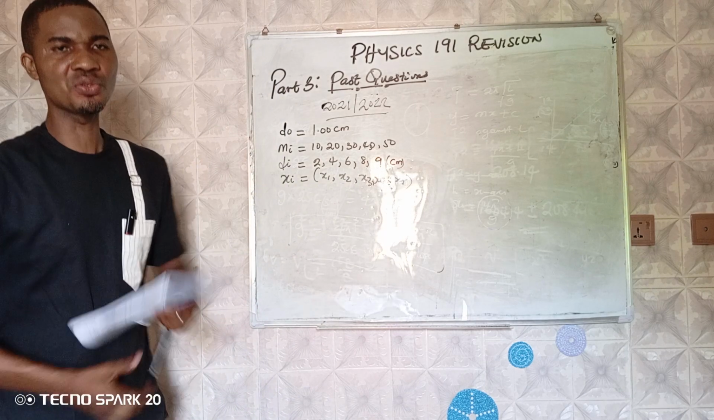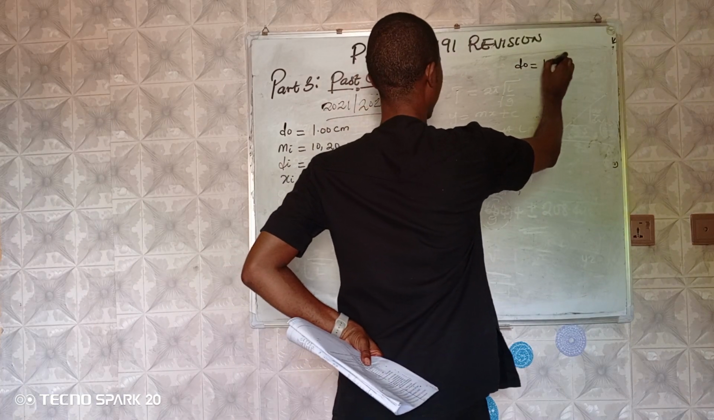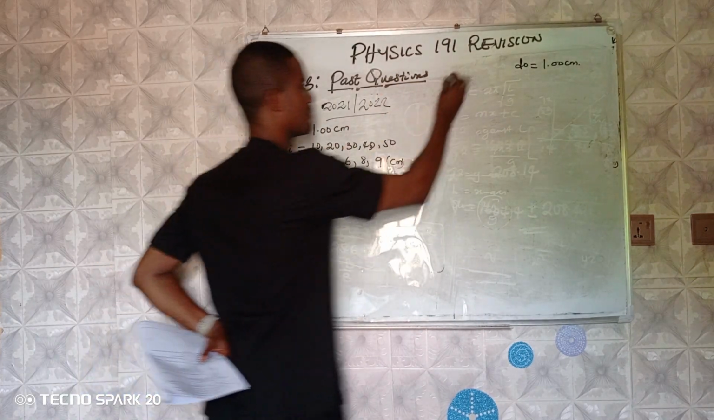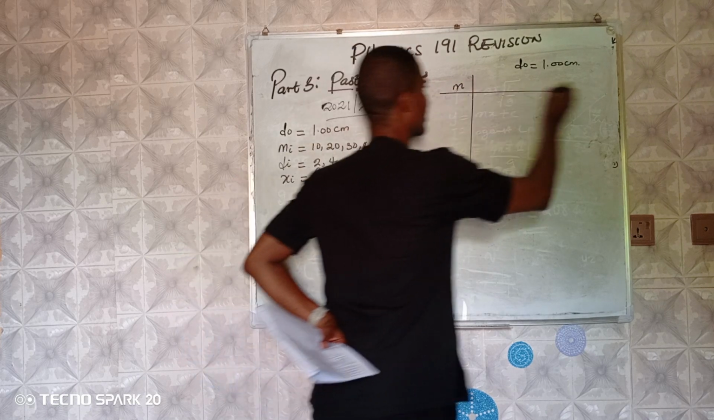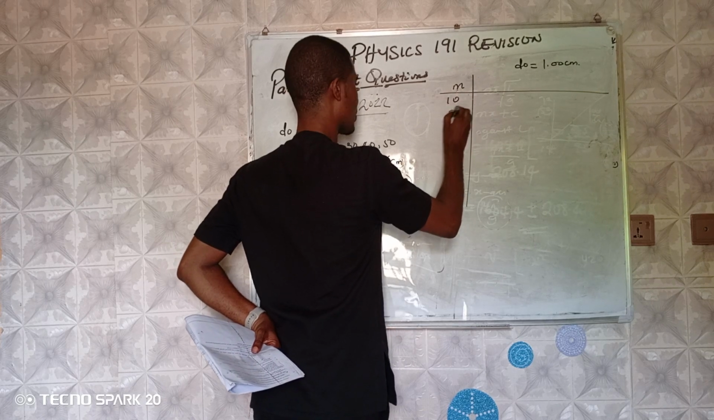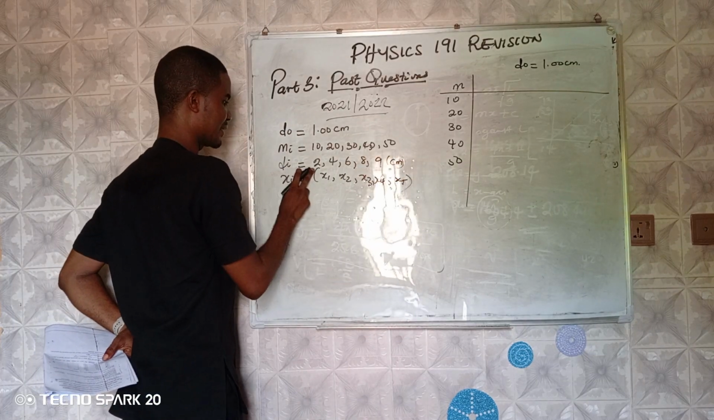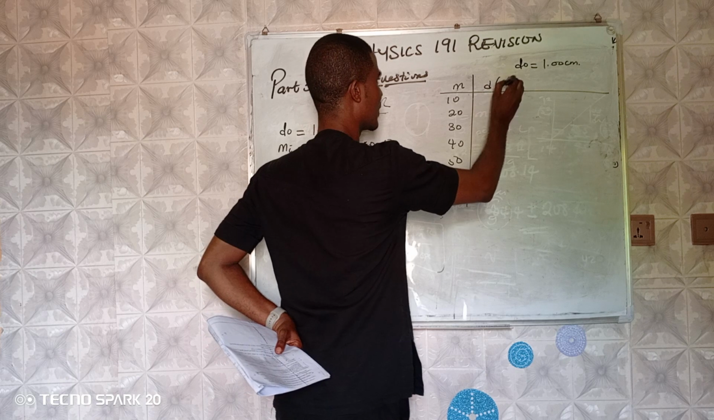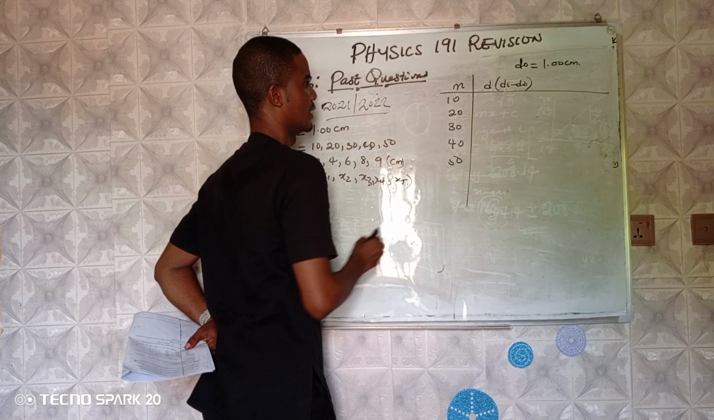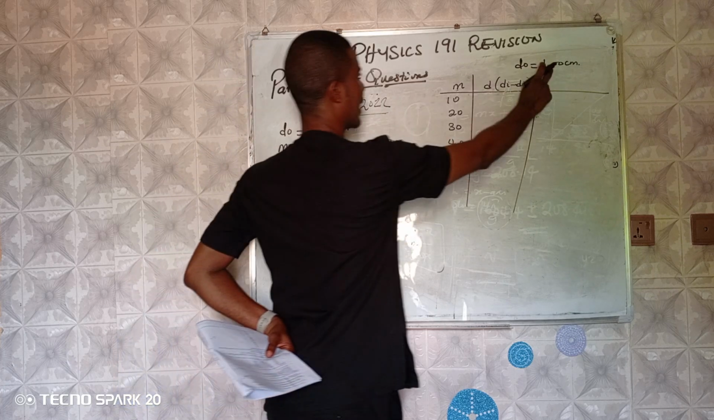In this case, they have not given you the table. So you have to form your own table. So I have my D0 to be 1.00 centimeter. So I'm going to have my column for M. I means 1, 2, 3, 4, 5. So I have 10, 20, 30, 40, 50. Then I have a column for D, which will be Di minus D0. So here I have 2. 2 minus 1 is 1.